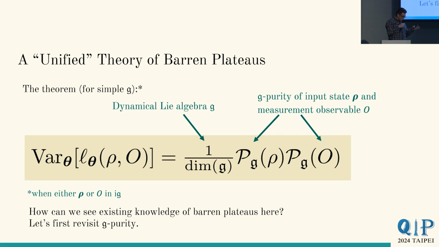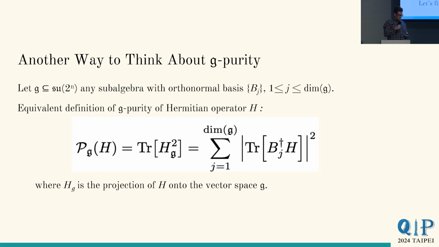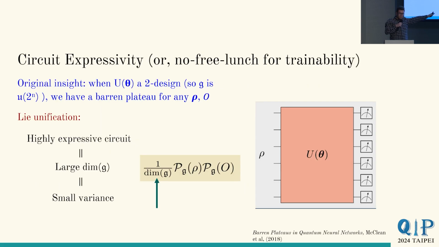Before we move on, let's think a little bit about this G-purity. Pick your favorite subalgebra. It's certainly a vector subspace, and so we can talk about projecting onto this vector subspace. So the G-purity of a Hermitian operator: project onto your subspace, then compute the purity of that thing. Just as a mental check, if you compute the purity of something that's already in the dynamical Lie algebra, the G-purity is exactly the purity. So all it can really do is shrink the purity of some operator. All right?